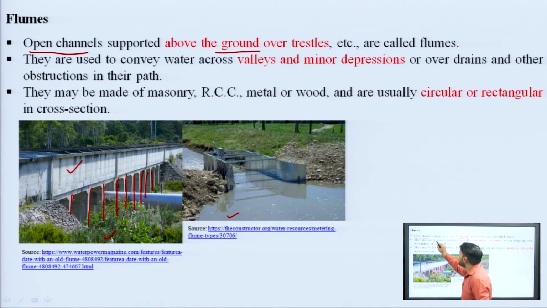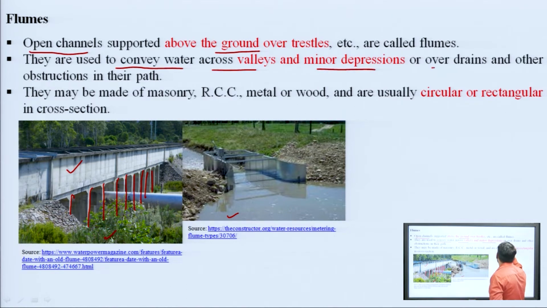So, where are they constructed? They are basically constructed in order to convey water across a valley and minor depressions, or over drains and other obstructions. Means this particular form of gravity conduit is used to convey water across valleys and depressions, or if there is any obstruction in the path. They are made of masonry, RCC, metal, wood and are usually of circular or rectangular cross section. Means a flume can be of either circular or rectangular cross section.